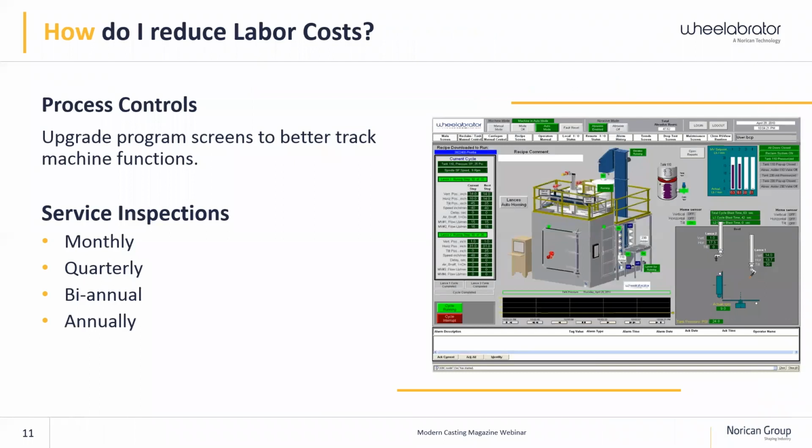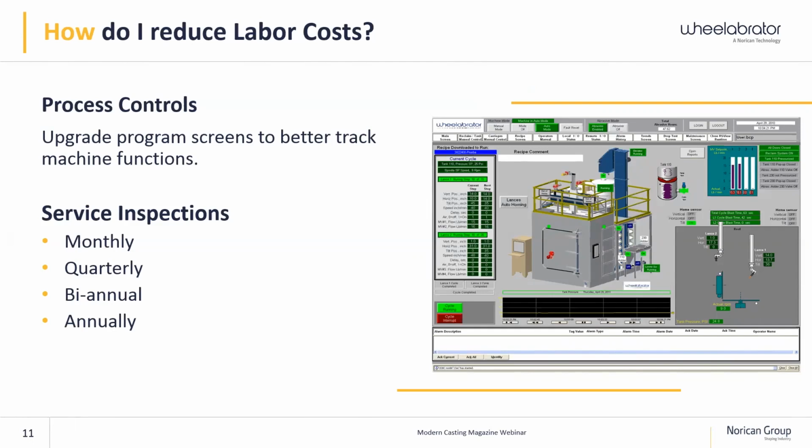Another way that you can reduce some of these labor costs is through process controls. A lot of these machines out there are old push button machines. There's a lot of new integrations that can be tied into shot blast machines. This is probably one of the areas that the most improvements can be made on them going forward. You can upgrade with HMIs, PLCs, stuff like that. There are an infinite amount of things that can be tracked on these machines.